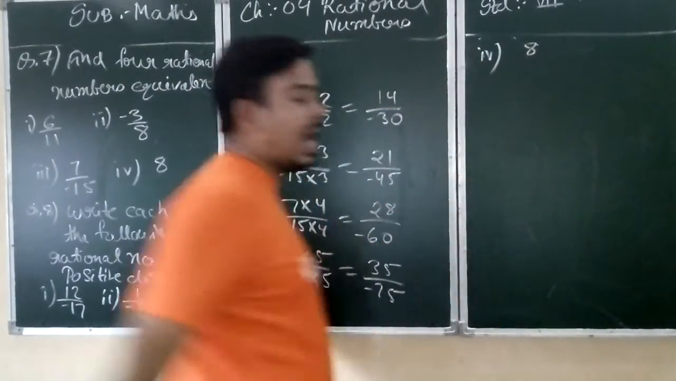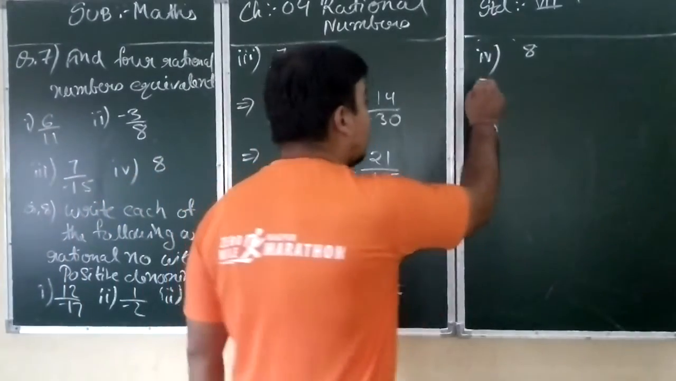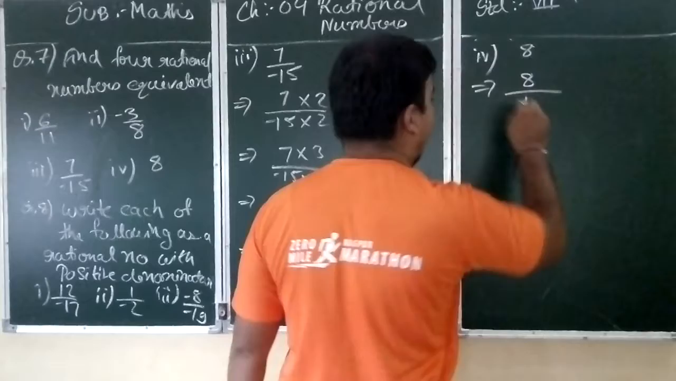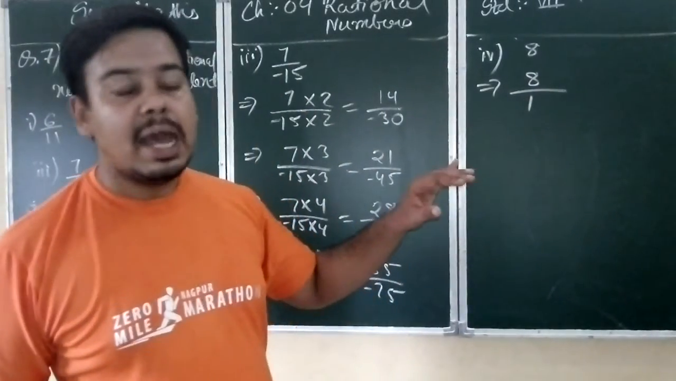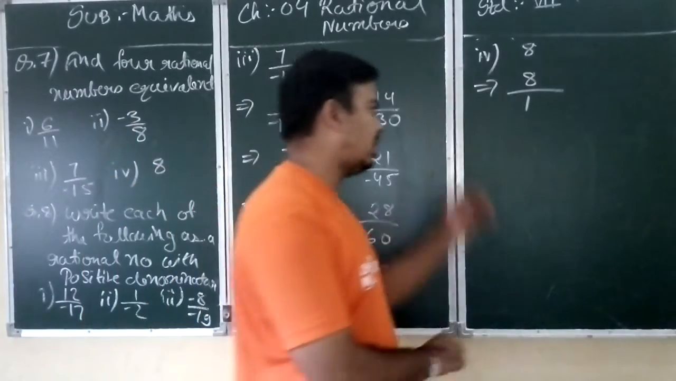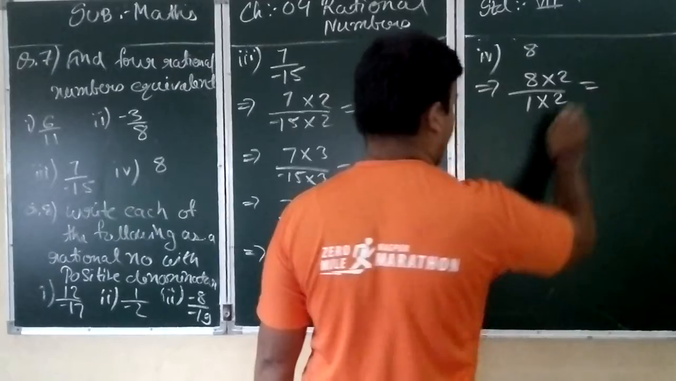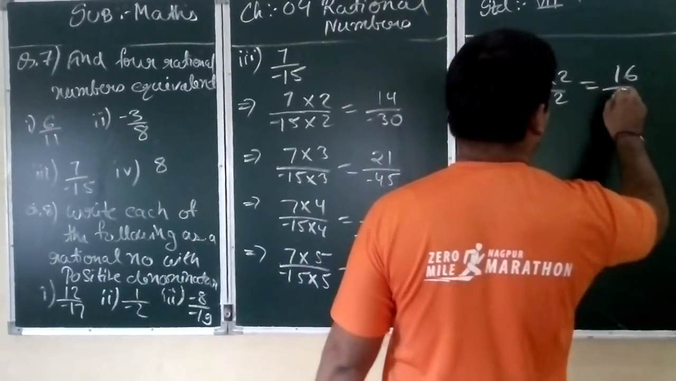Okay. The next question, the fourth, is 8. So 8 is a whole number. Question is given as a whole number, but we write it as a rational number first. So we write 8 by 1. Again multiply by 2: 8 into 2 is 16, 1 into 2 is 2.